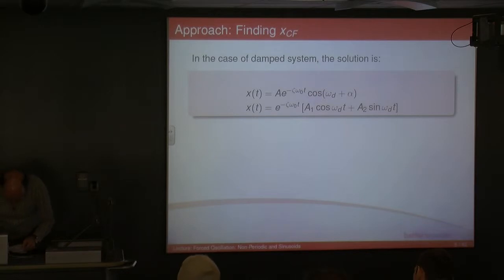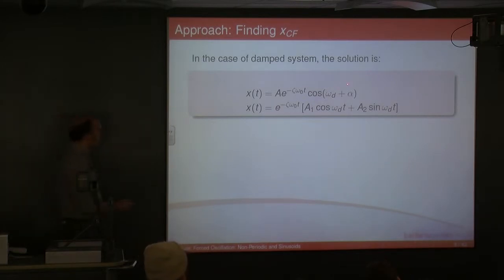So on the top of page 36, there should be a T after the omega d in that equation. Apologies about that. So for a damped system, the solution looks like this. Again, you can separate the A cosine term into a cosine and a sine term.